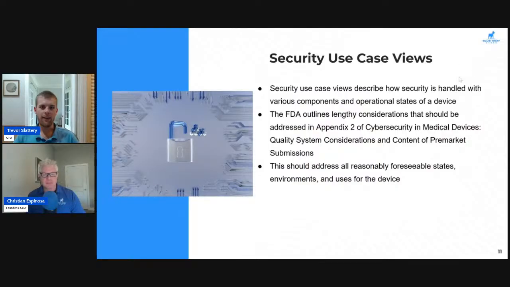Cool. Now, the FDA understands that saying any component or operational state of the device can be extremely broad. So they have some lengthy considerations in Appendix 2 in the Cybersecurity and Medical Devices guidance document that provides a lot more context on some of the things that manufacturers should consider when building out these security use case views. And this should address all reasonably foreseeable states, environments, and uses. Reasonably foreseeable is essentially anything that could be considered as normal and not just a completely absurd situation.